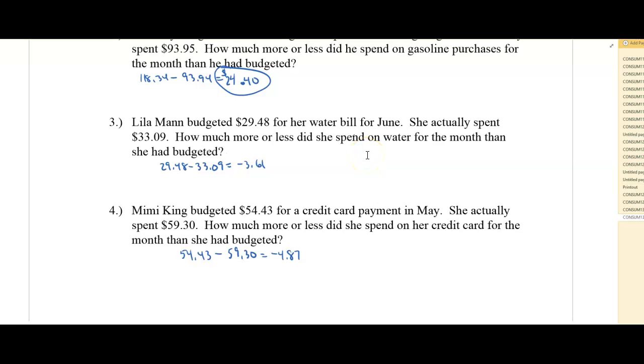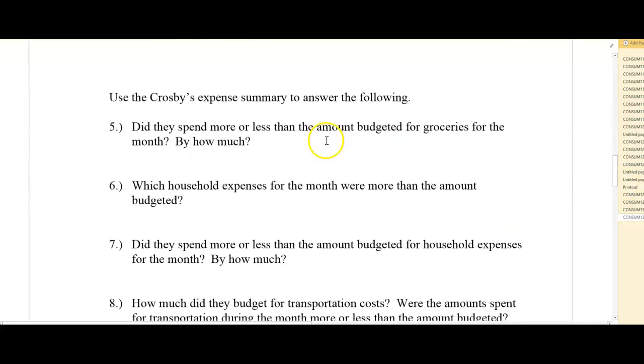So for number 3, if you notice, when you take the amount you budgeted, right, and you subtract the amount you spent, you get negative $3.61. That means you went over budget by $3.61. Number 4, right, I'm going to take how much I budgeted, how much I spent, and when I subtract them, I get negative $4.87, which means I went over budget, right, by $4.87. Okay?